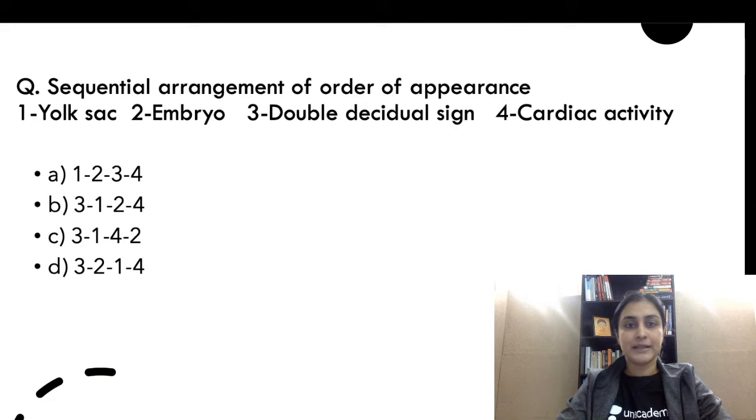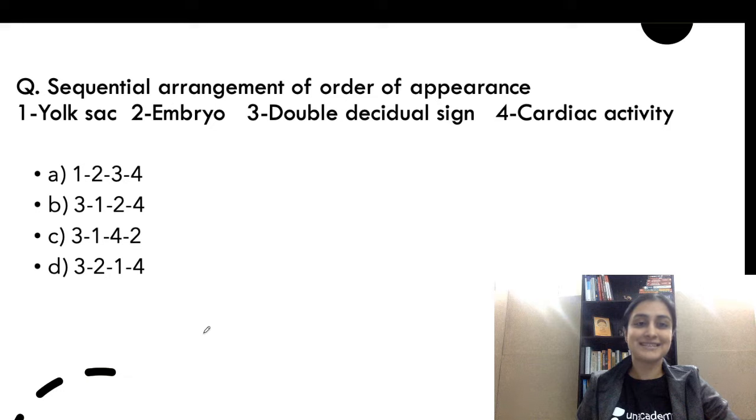So now let's begin. Our first question is to arrange. Sequential arrangement is asked very frequently in your INI CET exam now, or your previous AIIMS pattern, where I am asking you to sequentially arrange these four structures in order of appearance. What do you think is the answer? You can type in the live chat or in the comment section what you think is the right answer. Let's analyze this particular question.